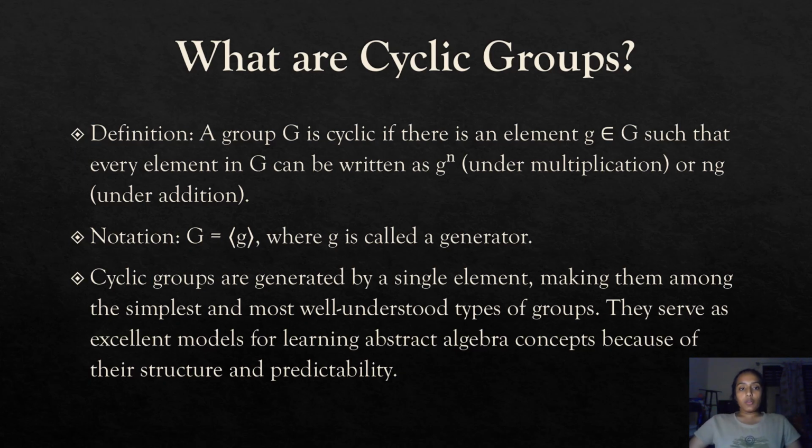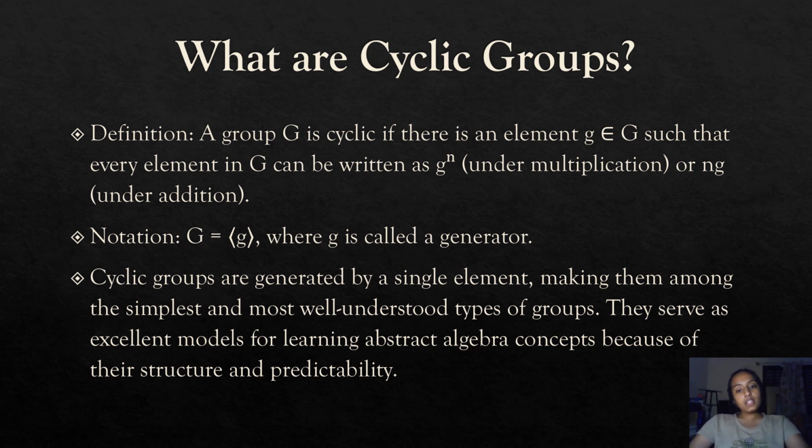Next, what are cyclic groups? A group G is cyclic if there is an element small g that belongs to G such that every element in G can be written as g to the power n, as an integral power under multiplication or under addition. The small letter g is capable of generating all the elements of capital G. We have the notation in angle brackets, and g is called the generator because small g is the element which is able to generate all the other values of the cyclic group.